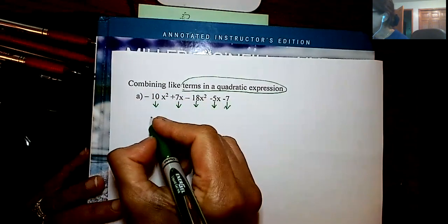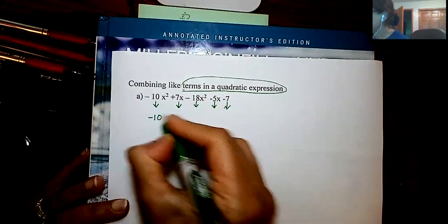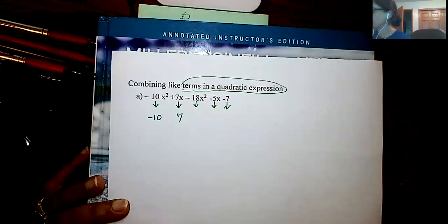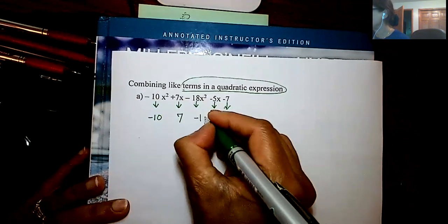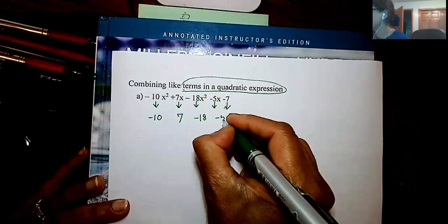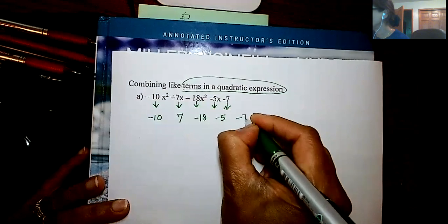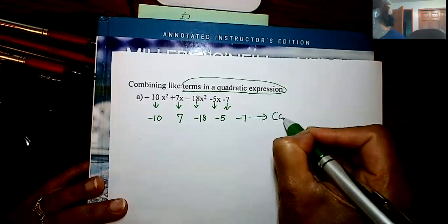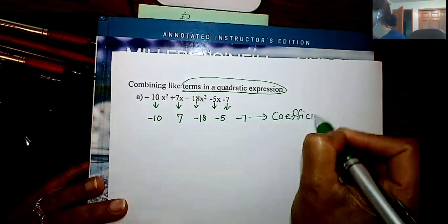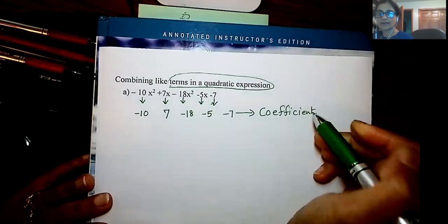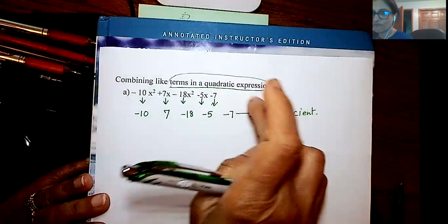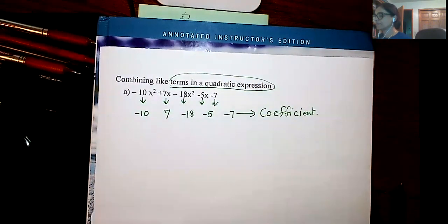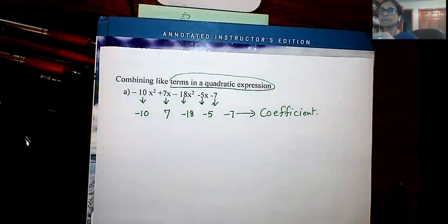Now, in this case, I know the coefficient of the first term is negative 10. The coefficient of the second term is positive 7. The coefficient of the third term is negative 18. The coefficient of the fourth term is negative 5. The coefficient of the last term, the fifth term, is negative 7. So these are all coefficients. Terms are separated by plus and minus. What is a coefficient? The numerical factor in the term that is multiplied to the variable or is by itself.